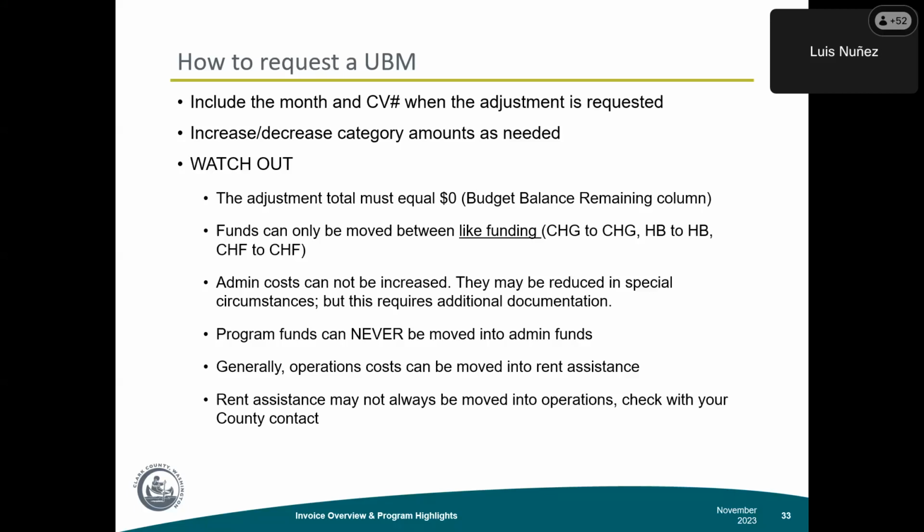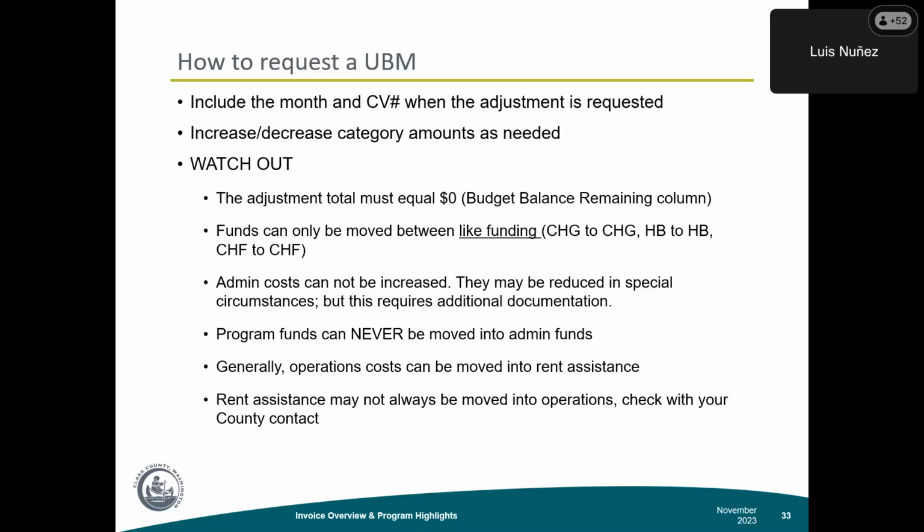Like I said before, the admin category cannot be increased. It may be reduced in some circumstances. Program funds can never be moved into admin, and generally operation costs can be moved into rent assistance, but the opposite is not true. Rent assistance may not always be moved into operations. So it's easier to check with your county staff coordinator, and we can figure that out.